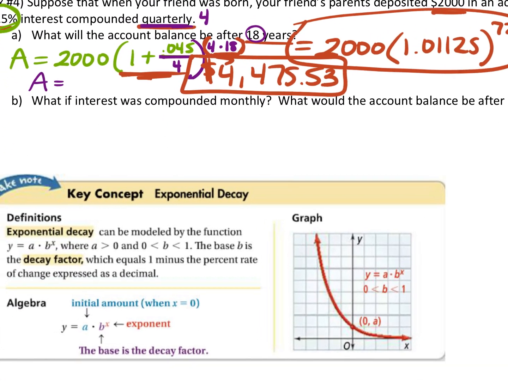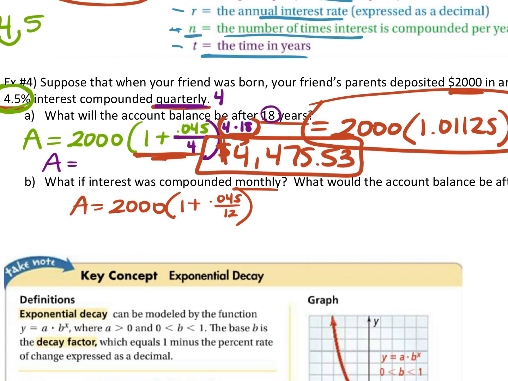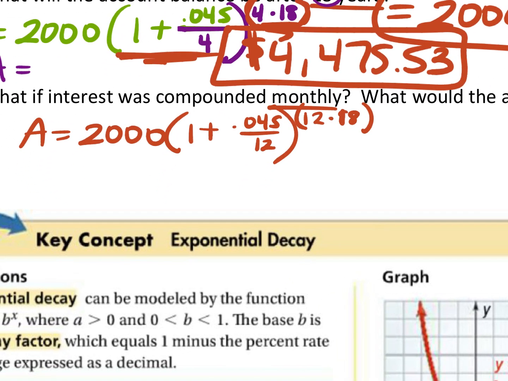So then look at this second one here. It says, what if interest was compounded monthly? What changes? So then it would be 12 instead of... Only the n, okay? So you would go A equals, now let's see if you can plug this one in right. 1 plus 0.045 divided by what? 12. To what power? 12 times 18. So you have to put parentheses around 12 times 18 if you're going to do that. See if you can plug that in and tell me what you get.